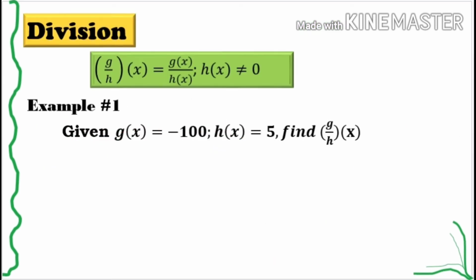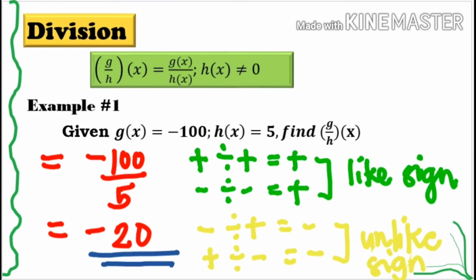And the last operation on function is division. So we have a formula of g over h of x equals g of x over h of x, such that h of x should not equal to 0. Example number 1, given g of x equals negative 100, h of x equals 5, find g over h of x. Substitute the given to the formula, so we have negative 100 divided by 5 is equal to negative 20.